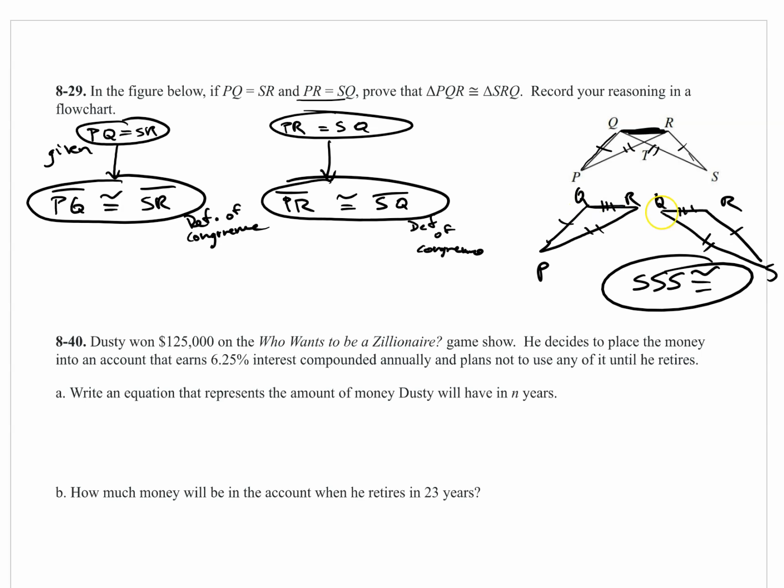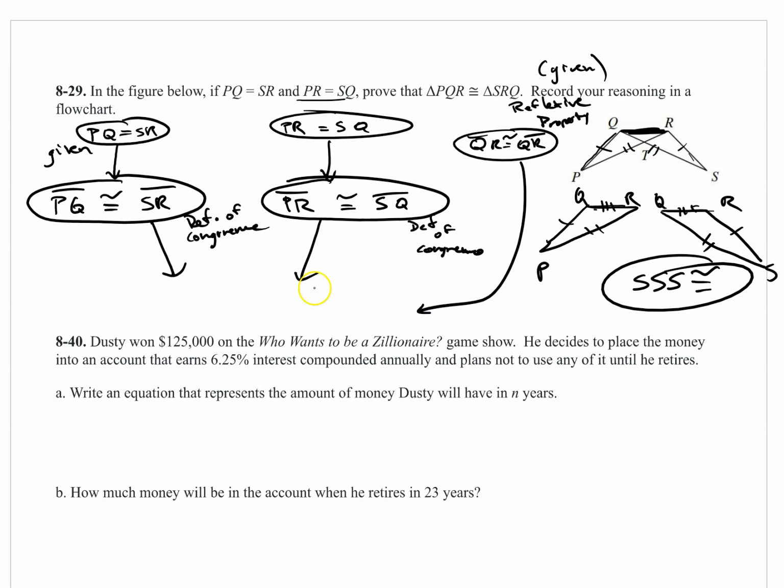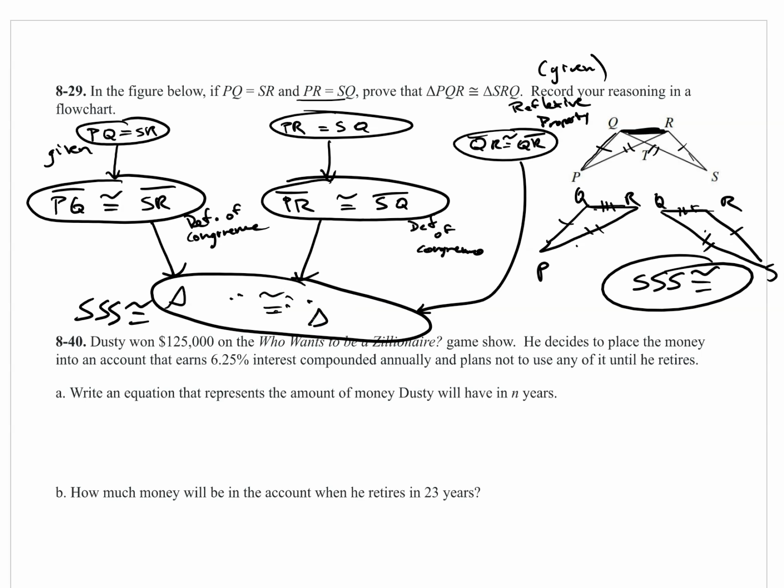Alright, this third side QR and QR, that's shared between the triangles. And so we'll write that as line segment QR is congruent to line segment QR. And that's what we call the reflexive property. Also think of it just as given. Alright, so once we know those three things, then we know the triangles are congruent. So I'll let you fill in the congruent statement. Triangle something is congruent to triangle something by SSS.